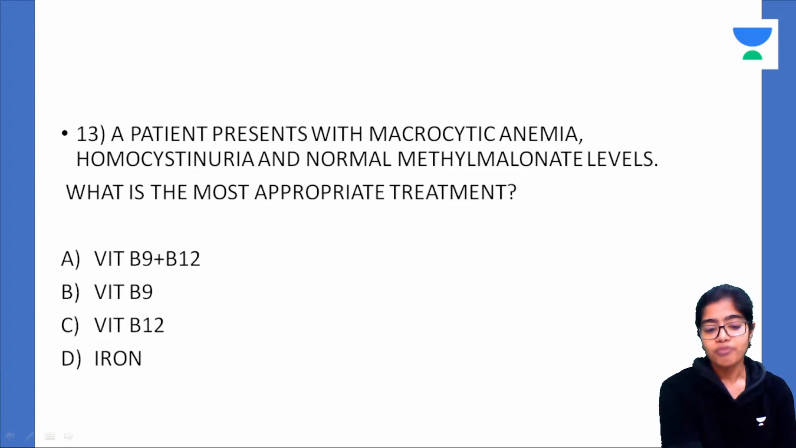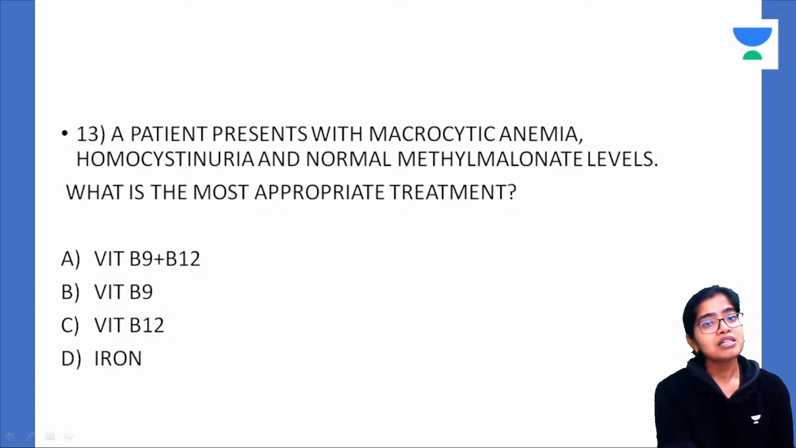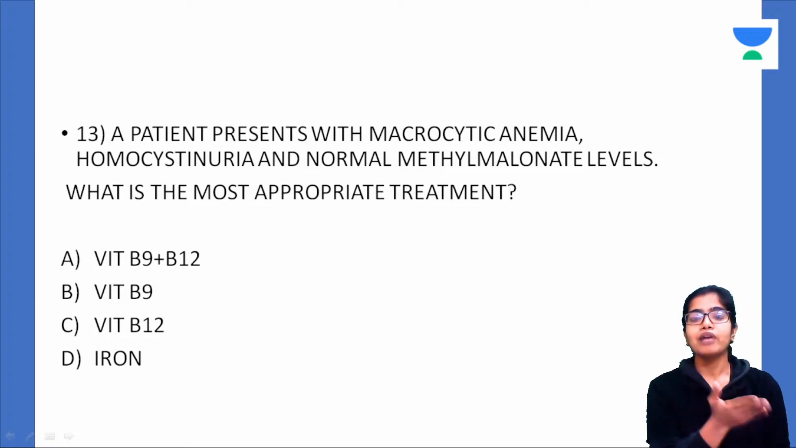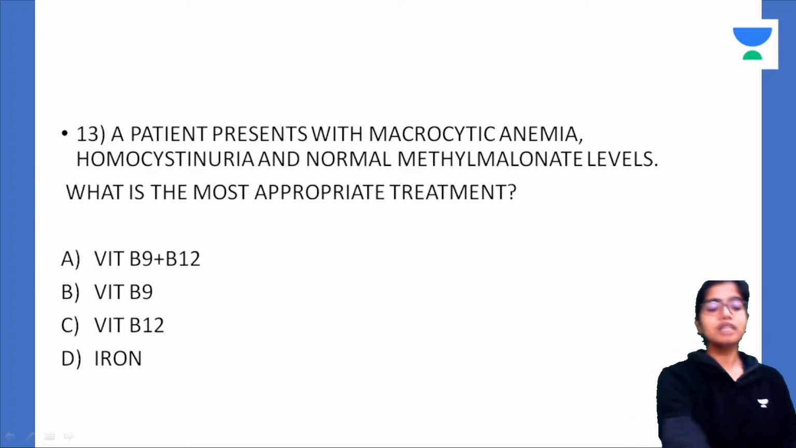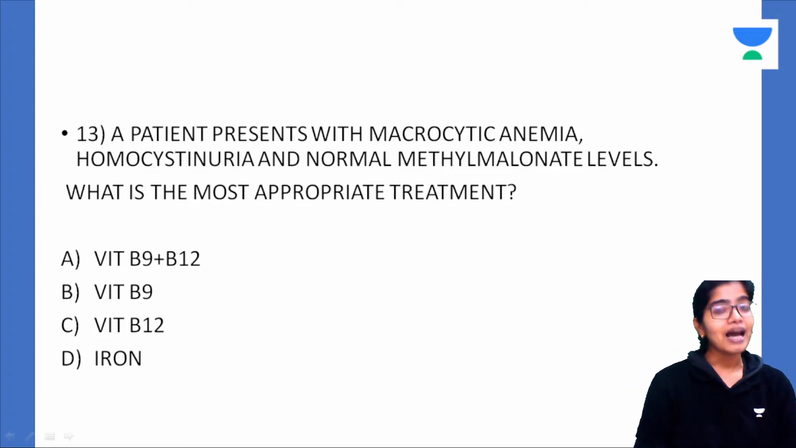Now, if methyl malonate levels are normal, then what does it mean? That B12 levels are also normal. Had B12 levels been deficient, then methyl malonate levels would have been high, because methyl malonate could not be converted into succinyl CoA. Understood? So now we can infer that B12 is normal. So what is deficient, which is causing macrocytic anemia and homocysteine urea? B9, that is folic acid. So the correct answer is, guys, B, vitamin B9 or folic acid. You will supplement the person with vitamin B9 or folic acid. Got it?